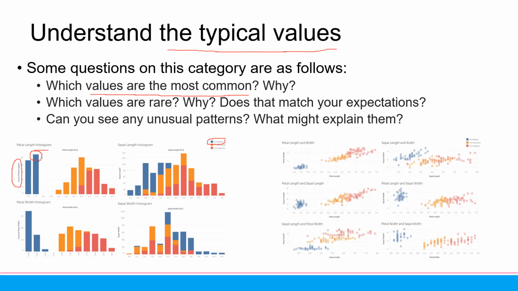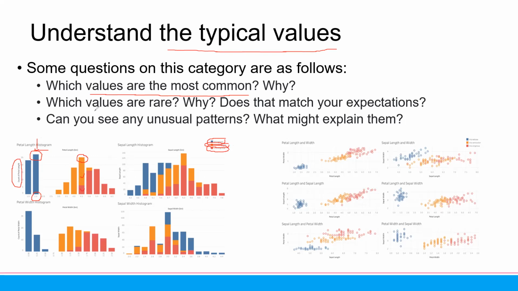For the blue color, there are more than 25 flowers with the petal length between 1 and 1.5. And you can see here the petal length of the iris versicolor and the iris virginica. Because we have the orange and red colors at the same time, it is a stacked histogram. So we can see they are the most common values after this one.